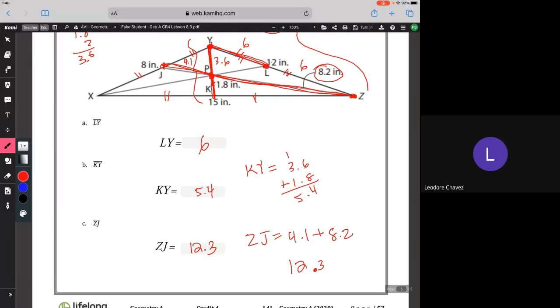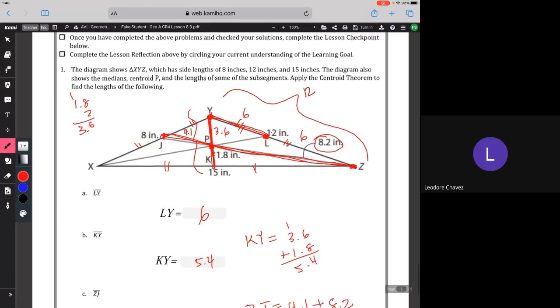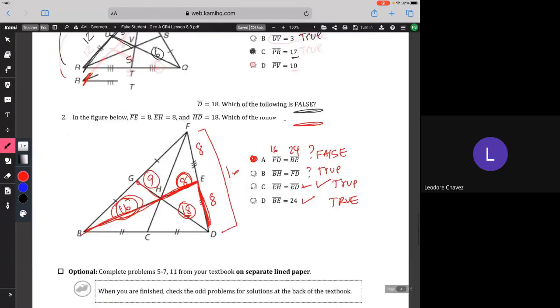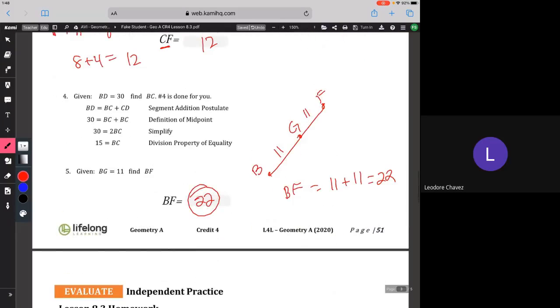Can you go back up to question 4 on the your turn? Question 4 is done for you. You don't have to write anything. Oh, question 5. My bad. I didn't see that. Yeah. All right, I'm done.